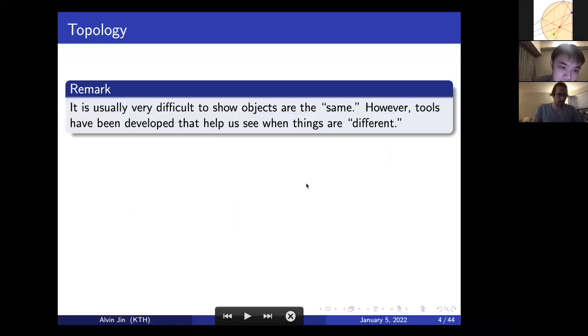So it's very, very difficult to show things are the same. So what do people do for math research? They create tools to show when things are different.